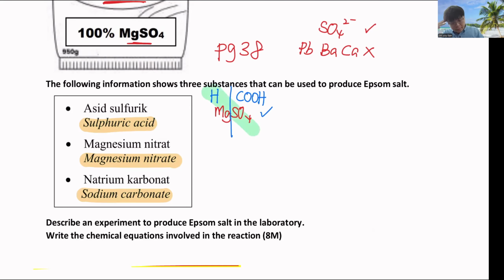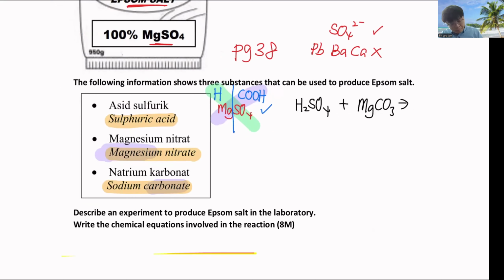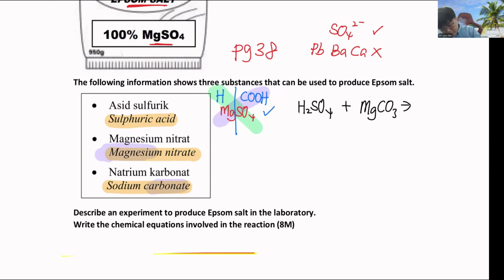So the first chemical needed will be the sulfuric acid. The second chemical needed, you should be able to foresee that you're able to get magnesium carbonate, since we can get magnesium carbonate from mixing the other two chemicals. So in this case, you get magnesium sulfate plus water plus carbon dioxide.